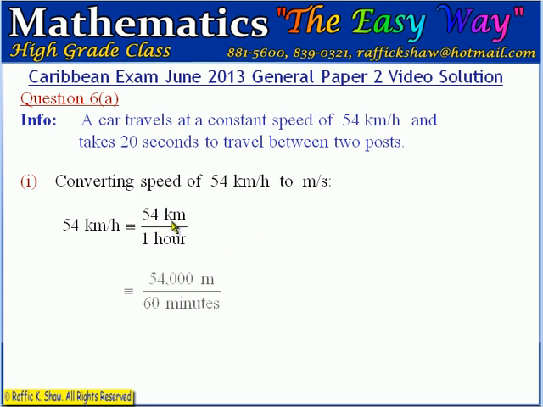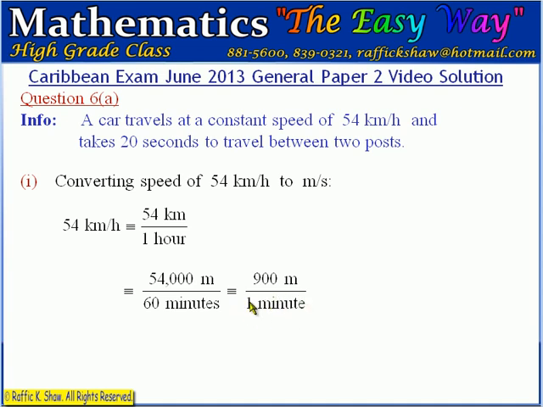54 kilometers is 54,000 meters, and the 1 hour is 60 minutes. So this speed is obtained by traveling 54,000 meters in 60 minutes. We can divide out the numbers, and that reduces to 900 meters in 1 minute, because 54,000 divided by 60 is 900. So this speed is obtained by traveling 900 meters in 1 minute. So 54 kilometers per hour is the same as 900 meters per minute.